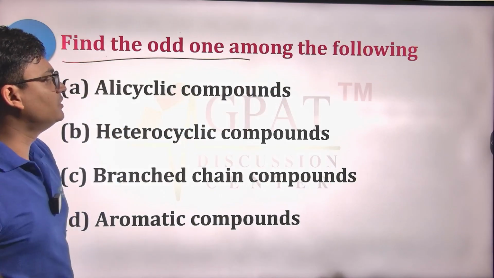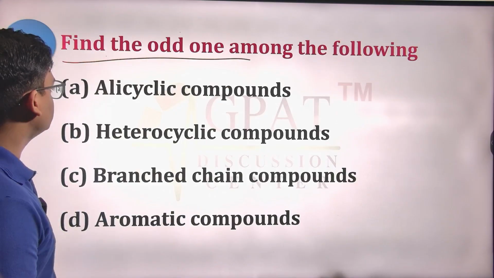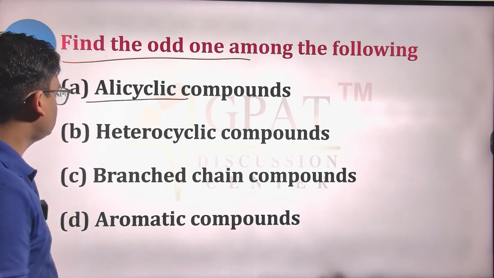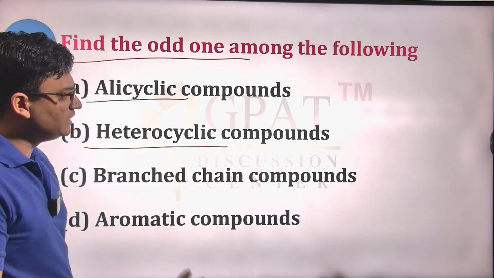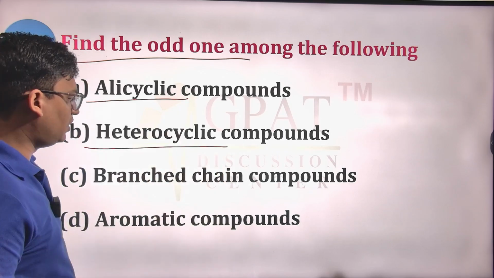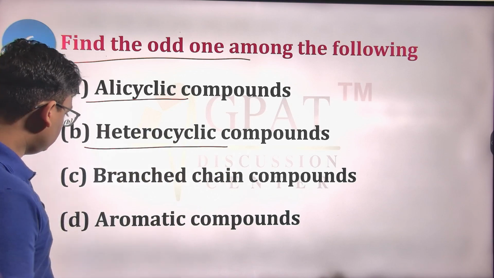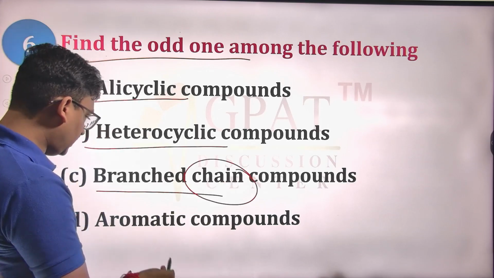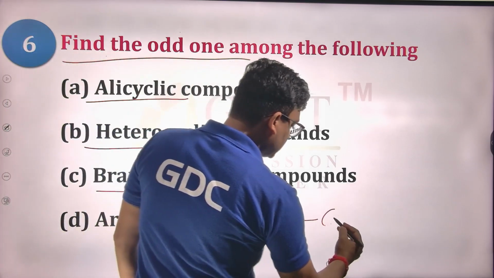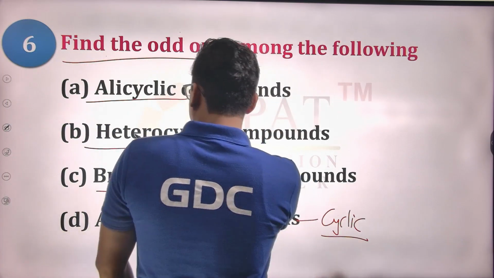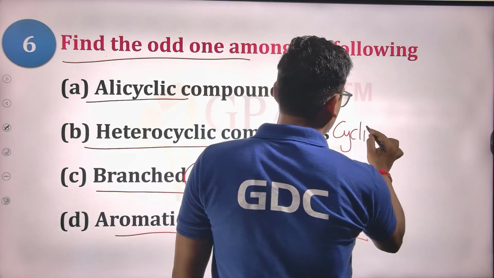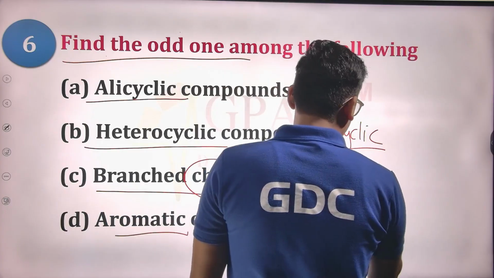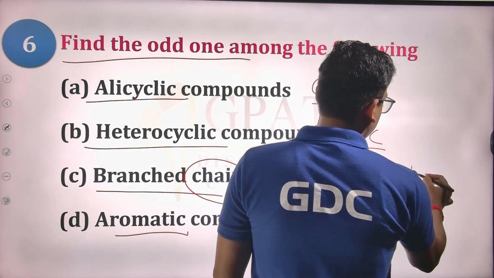Find the odd one among the following. What is the odd option given? We have alicyclic, a cyclic compound without aromatic character. Heterocyclic compounds are also cyclic compounds. They could be aromatic or non-aromatic. And branched chain compounds. So this is a chain compound, correct? Aromatic compounds are cyclic. Heterocyclic, clearly these are cyclic compounds. Alicyclic are also cyclic, while branched chain compounds are chain compounds.